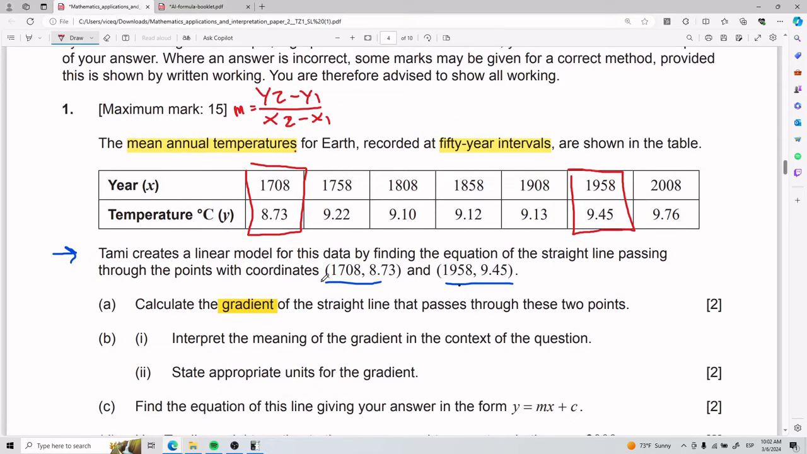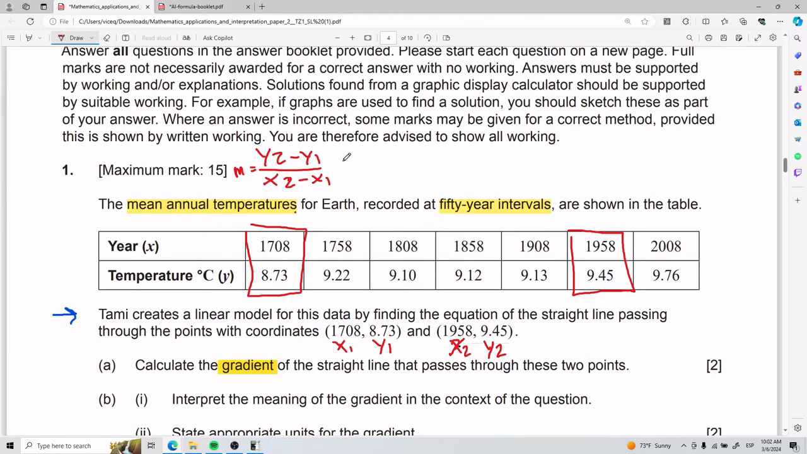And so here I have 2 points. And you might be thinking, which is the first one? Which is the second one? Dude, as long as you're consistent, it's going to work. So let's do it the most intuitive way possible. The first one that shows up is going to be x1, y1. The second one that shows up is going to be x2, y2. And so I go ahead and plug in. So y2 is 9.45 minus y1, which is 8.73. All of this divided by x2, which is 1958, minus 1708, x1.